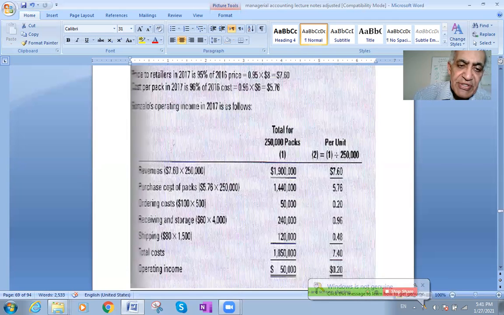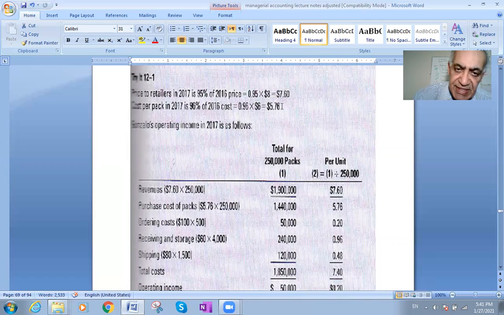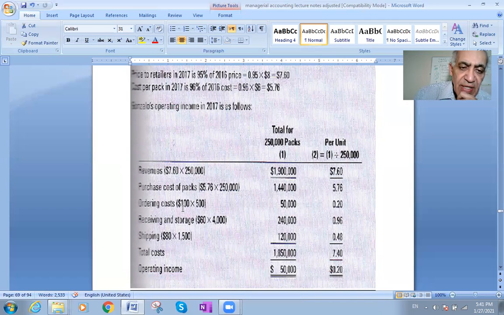For the purchase cost per pack in 2017, it is $5.76. We expect to sell 250,000, which comes to $1,440,000. If you want it for each unit, you divide this amount by 250,000, and the cost per pack is $5.76. The ordering cost is $100, and there will be 500 orders, so it comes to $50,000. Divided by 250,000, that is 20 cents for each unit.